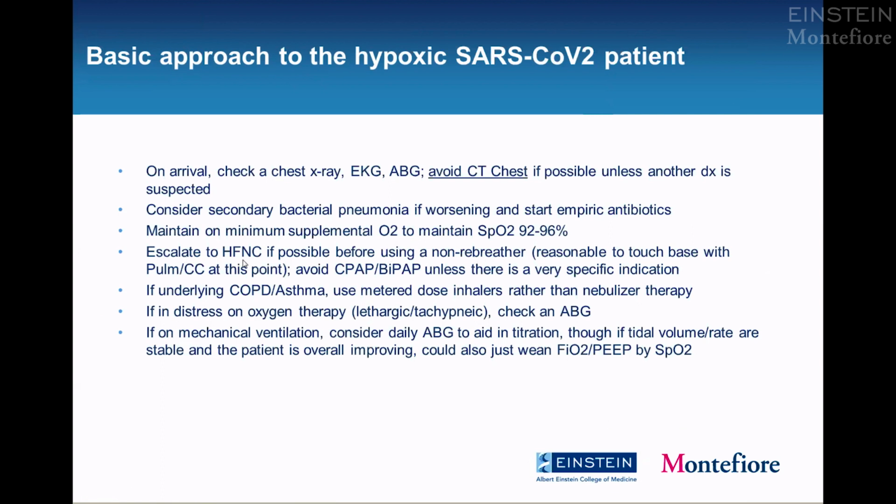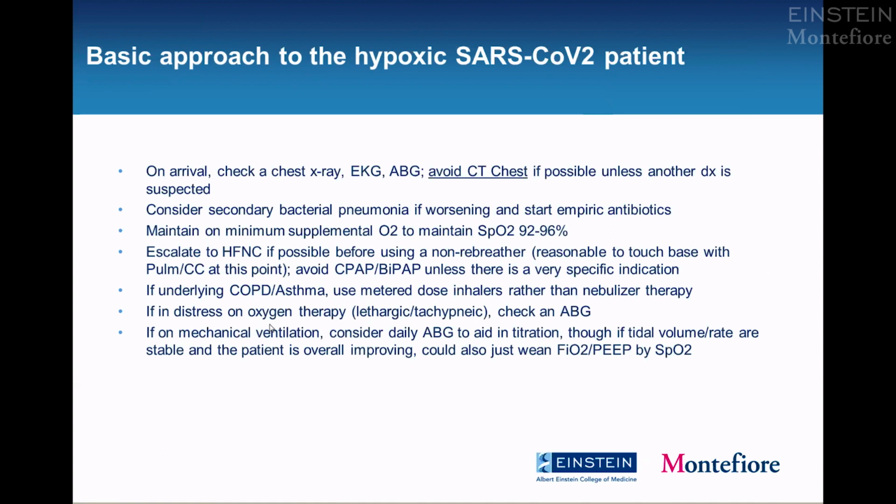And high flow nasal cannula, if it's available, can generate an FiO2 of 100. So if the patient is requiring 100% high flow nasal cannula, this is a point where it would be very reasonable to touch base with your colleagues in pulmonary and critical care medicine, who would be very happy to provide further input and assistance at that point. Avoid non-invasive ventilation, please. If a patient has underlying small airways disease, COPD, or asthma, try to switch all of their nebulizer therapy to metered dose inhalers to minimize the risk of aerosolization.